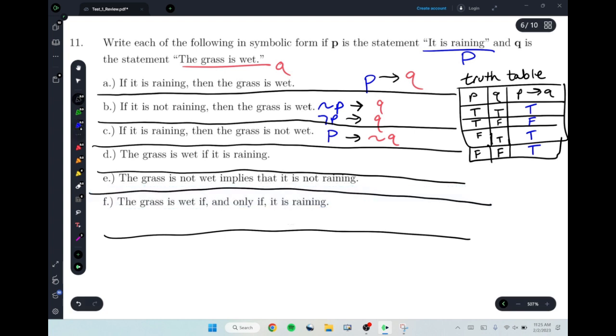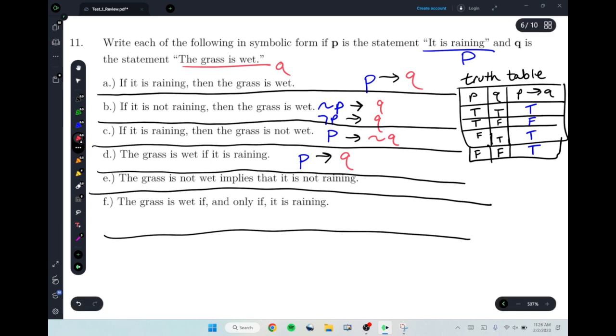It's the same as the first one, right? P implies Q. They just flipped it around on us. Why wouldn't Q be first? Did I mess up? It's the way they write it. If you see "if it is," that would go in the front, and then you just put "then" after the grass. Yeah, they're just trying to be mean.